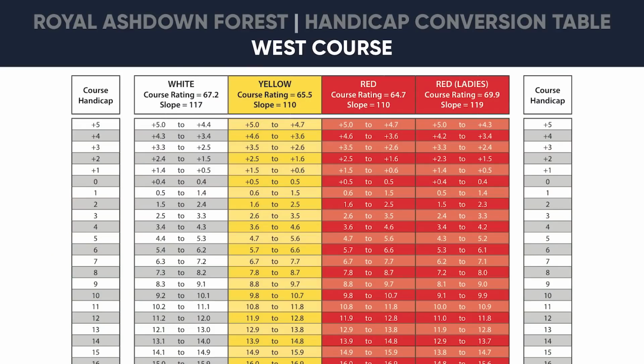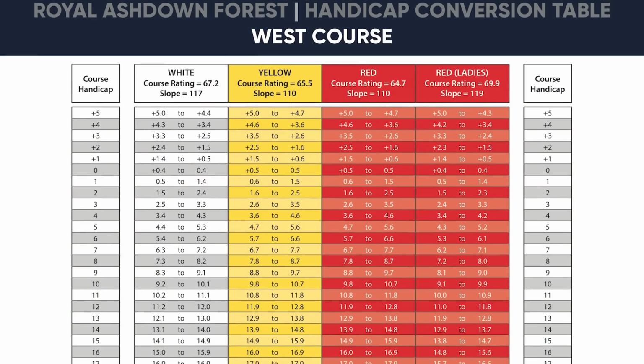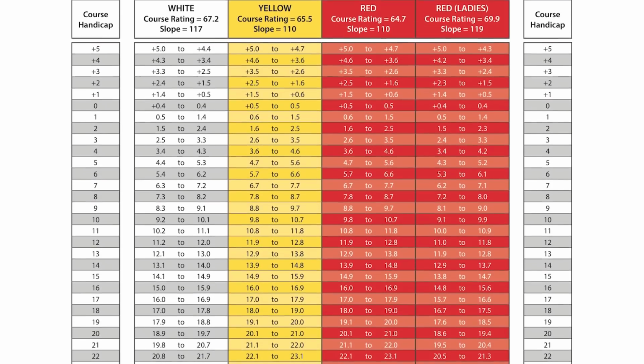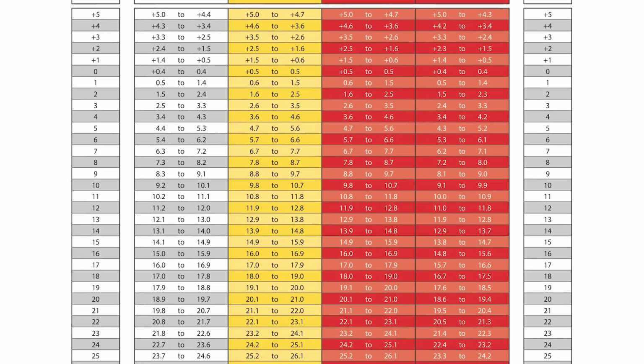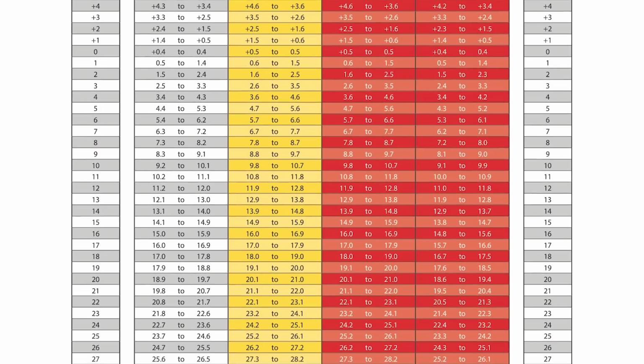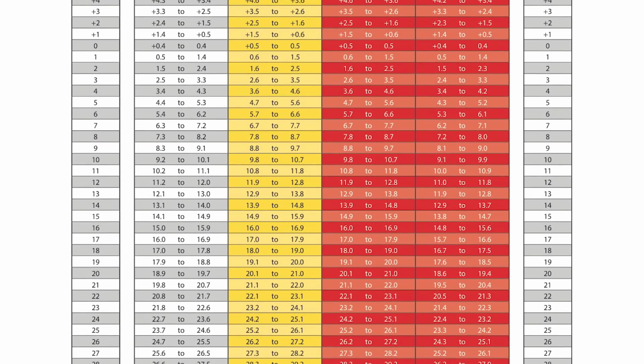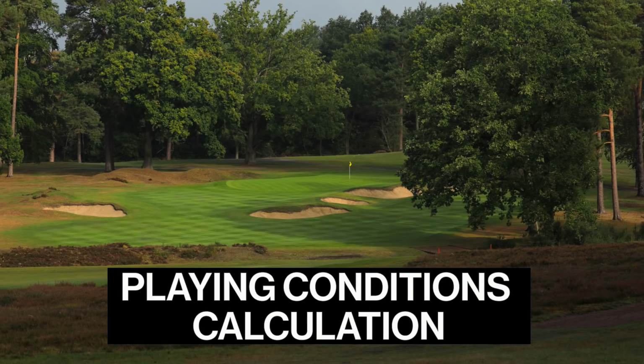Now, good news is you don't have to do all this maths yourself. Clubs should be displaying course handicap information on notice boards, on perhaps big boards by the tee, hopefully on the website, so all the figures are there for you. All you have to do is cross-reference your handicap index against the slope rating of the tees you've chosen to play from that day, and you'll find out how many strokes you're entitled to for that given round. Okay, so that's the basics.